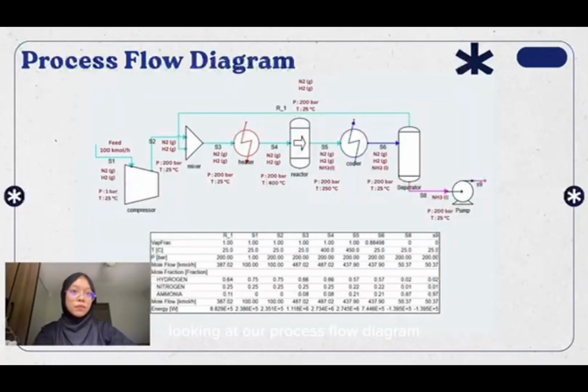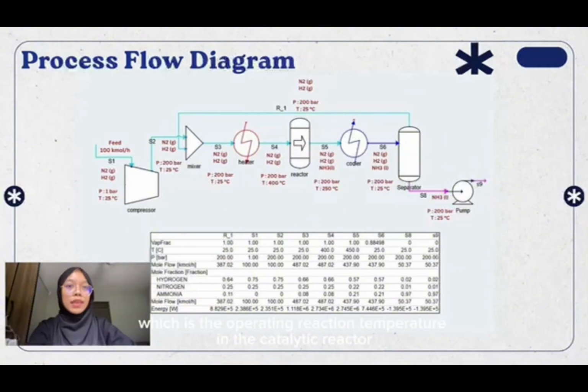Looking at our process flow diagram, there are 3 key steps in our process flow, and one of them is compression and mixing. Fresh feed S1 is compressed to 200 bar, S2, and combined in a mixer with our recycled stream R1. Next step is preheating and reaction. The mixed stream S3 enters the heater, raising the temperature from 25 degrees Celsius up to 400 degrees Celsius, which is the operating reaction temperature. In the catalytic reactor, exothermic synthesis takes place, producing ammonia.